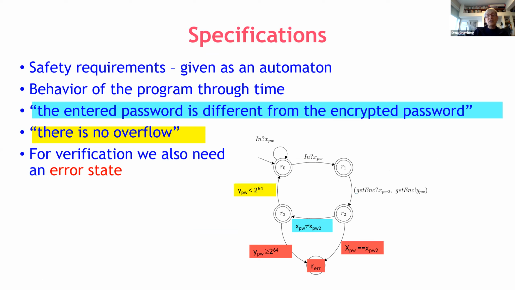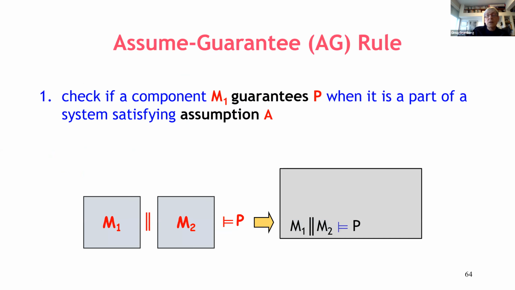And for verification, we will need an error state that sends constraints that are not satisfied to the error state. So now we want to use for compositional verification the method called assume guarantee.